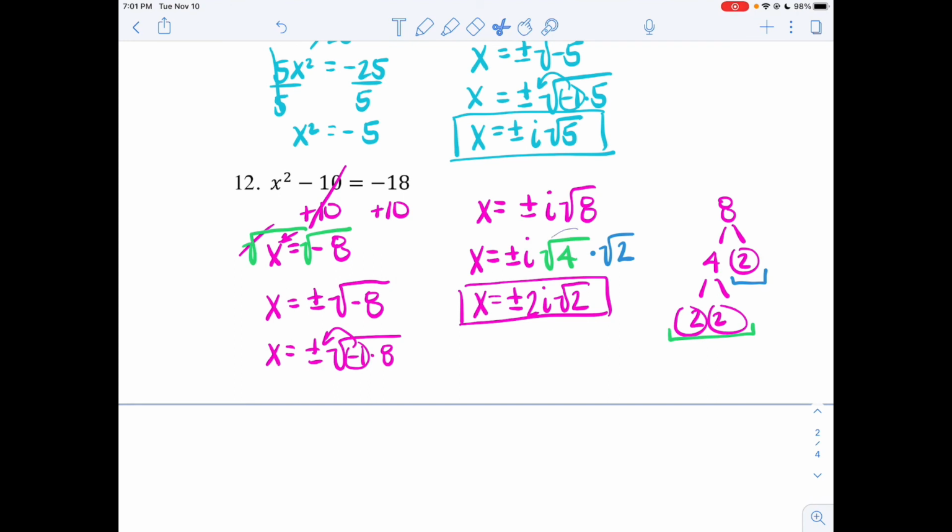Finally, taking the square root of this perfect square, 4, leaves me with a 2, so my final answer is positive or negative 2i times the square root of 2.